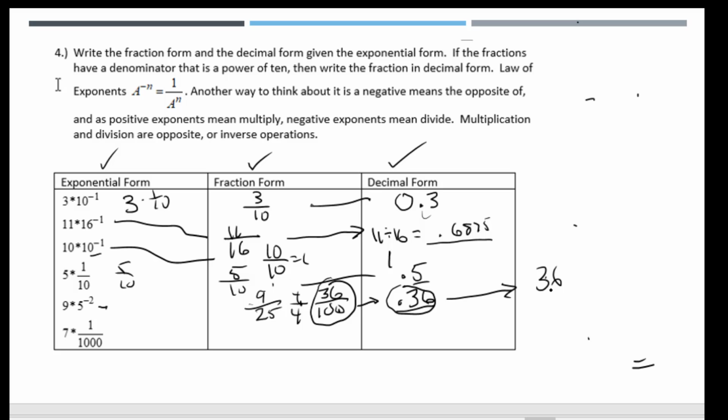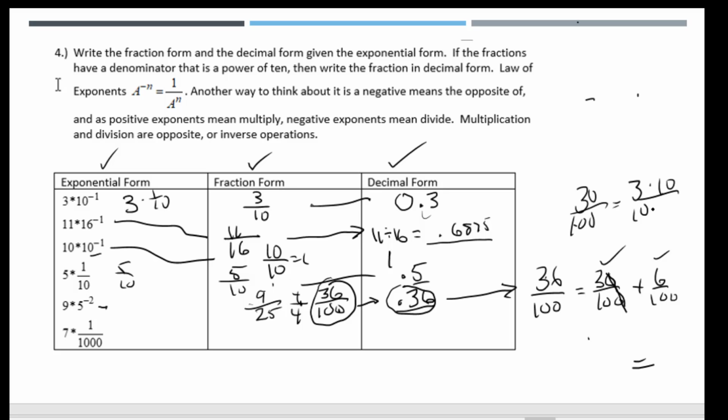36 over 100. I'm going to take this and say this is 30 over 100 plus 6 over 100. Breaking it into that and this. 30 over 100 is the same as 3/10. So there's where you get the 3/10. Zeros would cancel, right? Or you can reduce it. That's 3 times 10, that's 10 times 10, the 10s cancel, and it's 3/10, reducing the fraction. So that's one way of looking at it. There's many ways to look at how to go from here to here.